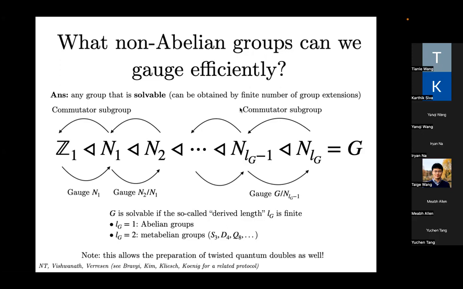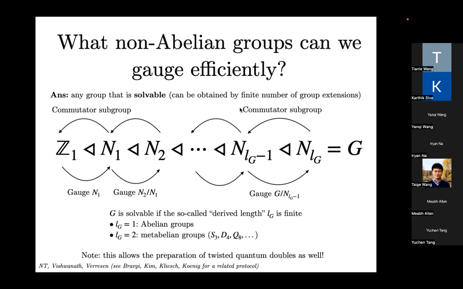Okay. Wait, actually, can you define the commutator subgroup? Oh, it's just the subgroup formed by g h g inverse h inverse for all g, h in G. Yeah. And so this turns out to keep going down. For certain groups, it'll terminate.